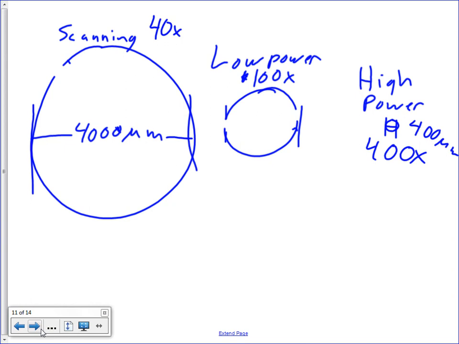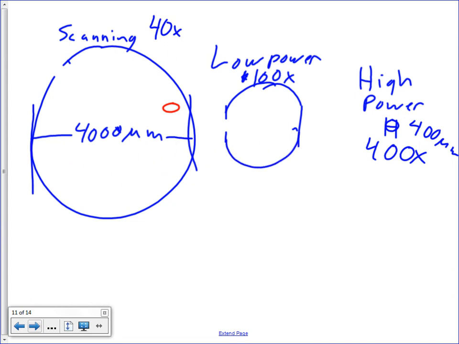So let's say I'm looking at a tiny little organism, and it's over here. That's all that I can see on scanning power. If I move up to the next power of lens, do I see that now? No, right? My field of view on the next power of lens is quite a bit smaller, and so I won't even see that thing because it won't be in my field of view. And that will be counterproductive.